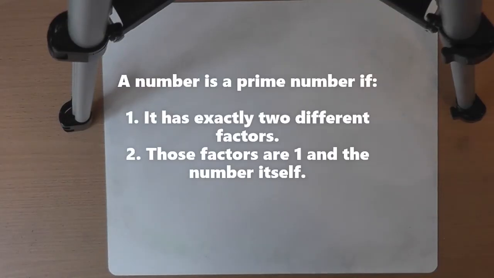A number is a prime number if it has exactly 2 different factors, and if those 2 different factors are 1 and the number itself. So 2 parts to the definition. It has to have exactly 2 factors, not 1, not 3. Those 2 factors have to be different, and in fact they have to be 1 and the number itself.